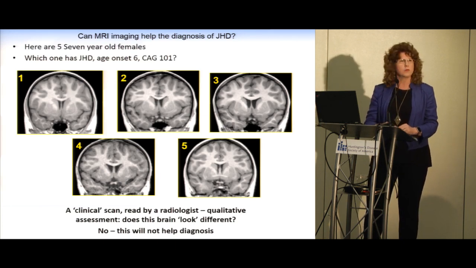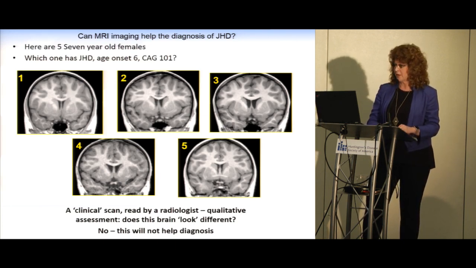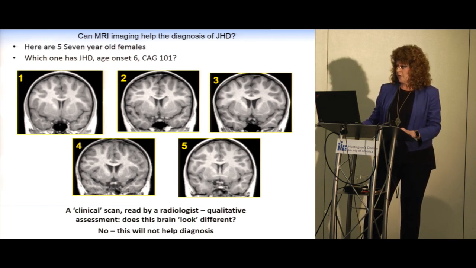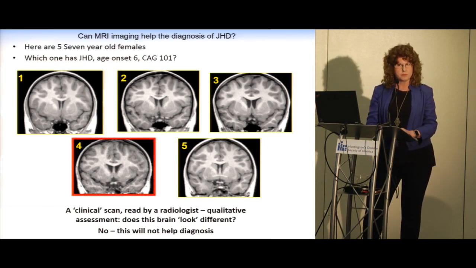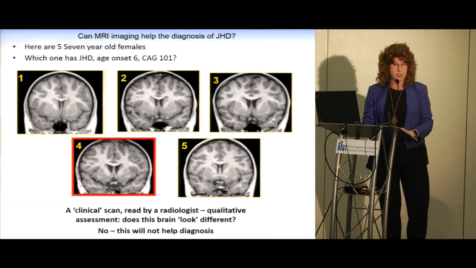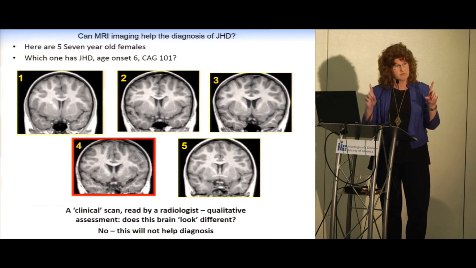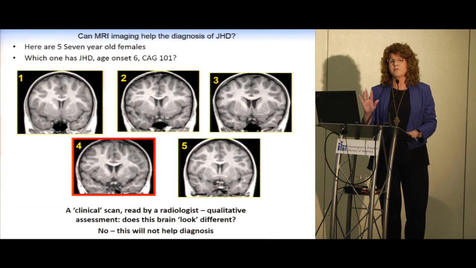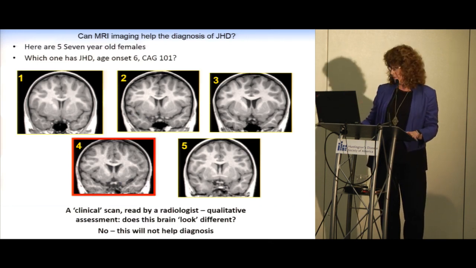I don't know if anyone wants to vote for one or the other, but I can tell you for my purposes it's hard to distinguish those. But the one that has JHD is number 4. And not only does she have JHD, she has childhood onset JHD. She has a CAG of 101. And she is really severely ill. And her brain scan, qualitatively, doesn't look that much different. So a clinical scan from a physician is not going to be helpful for diagnosis.